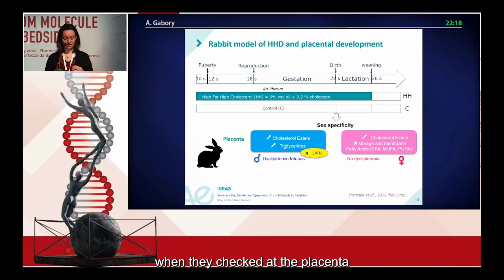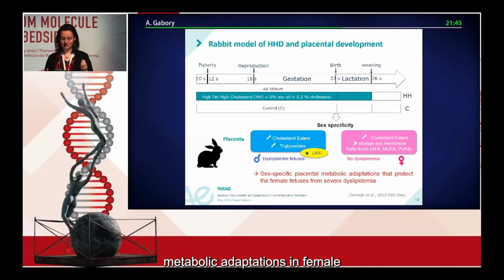And in fact, when they checked the placenta composition in lipids, they observed that in male, there is an increase in triglyceride in the placenta, but in female, what is the most striking is that there is an increased storage in membrane fatty acids. Which means that here, the female placenta will stock the lipids coming from the mother, while in male, the same lipids will go through the placental barrier and go to the fetuses, leading to the dyslipidemia. So there are specific placental metabolic adaptations in female that protect the female fetuses from the severe dyslipidemia.